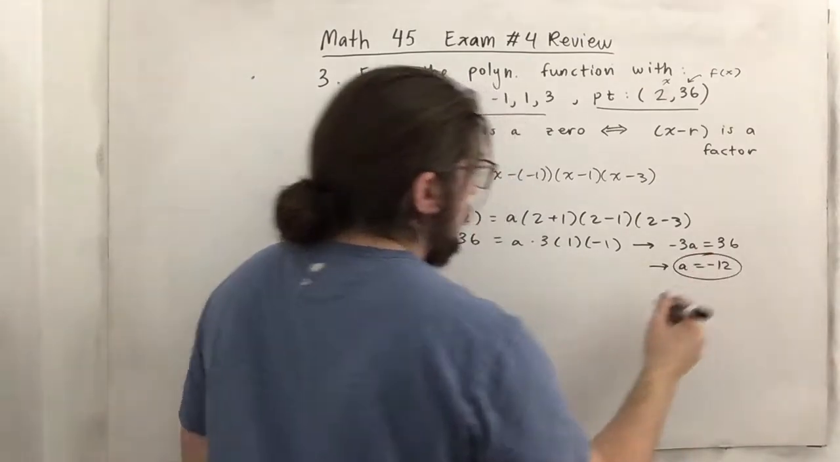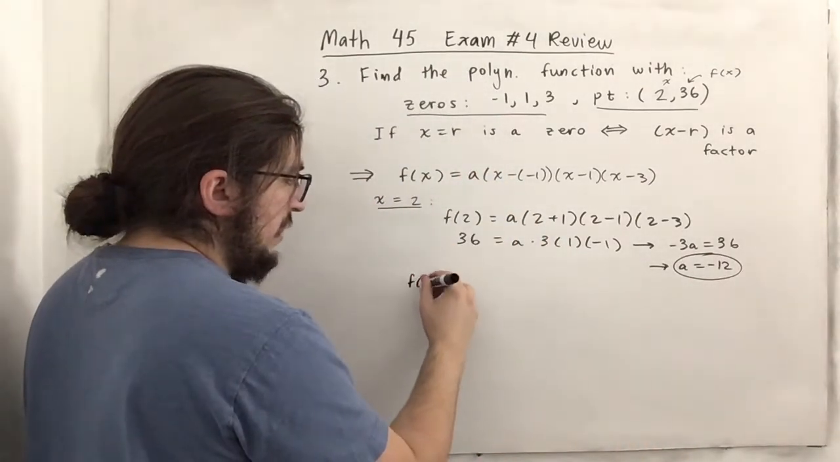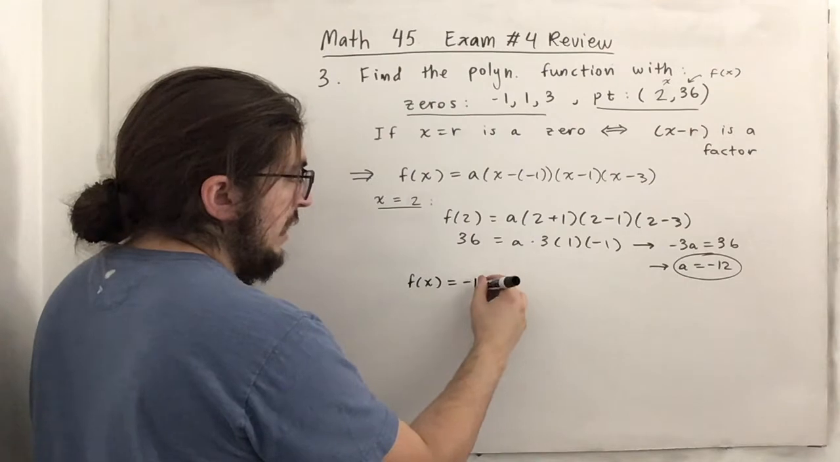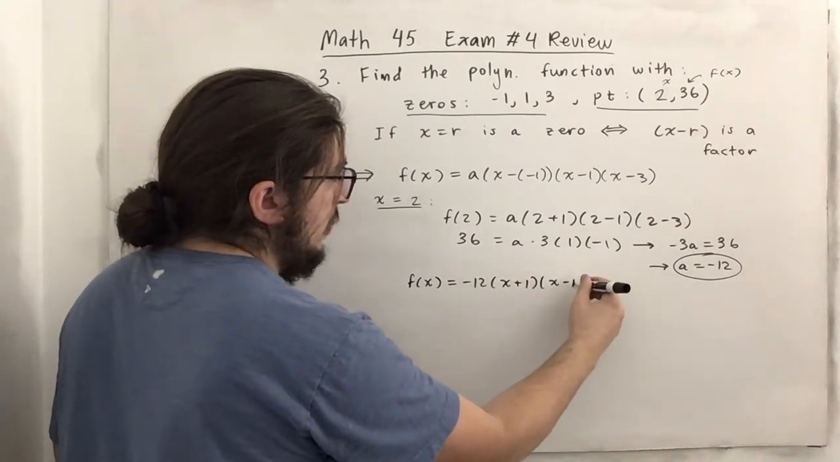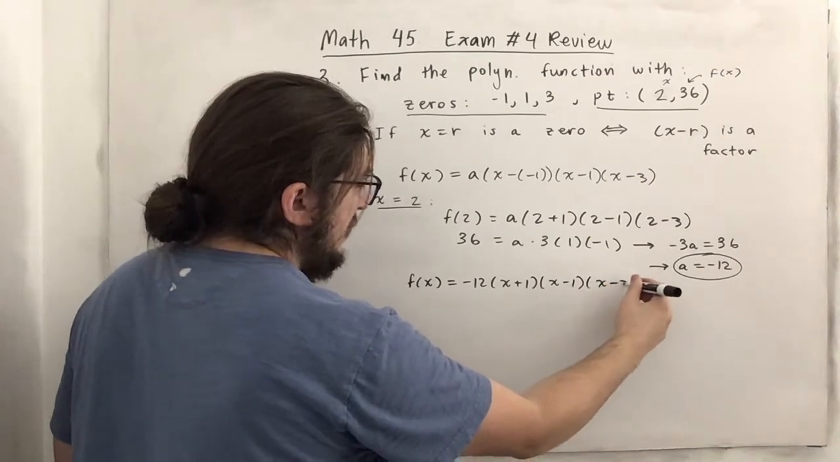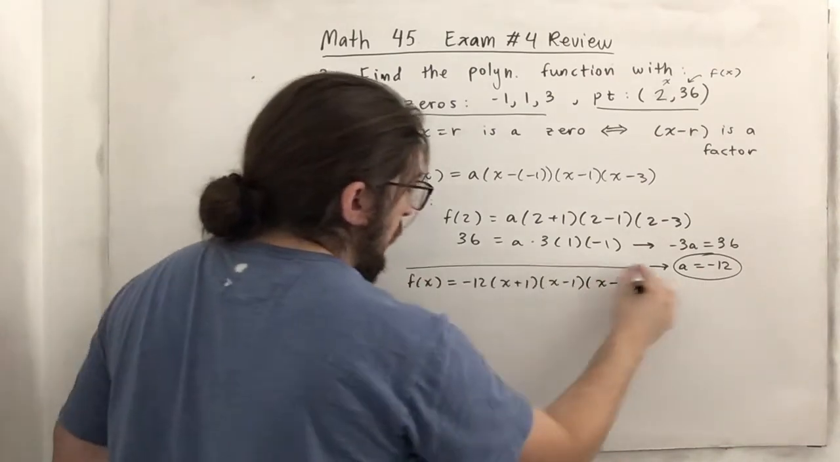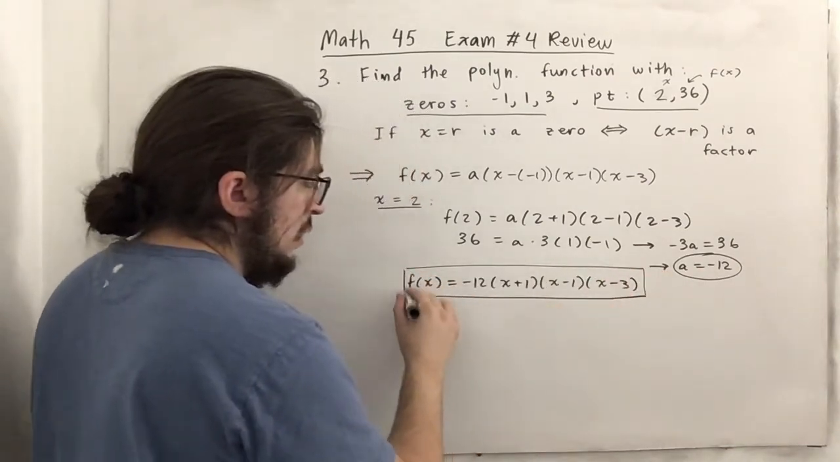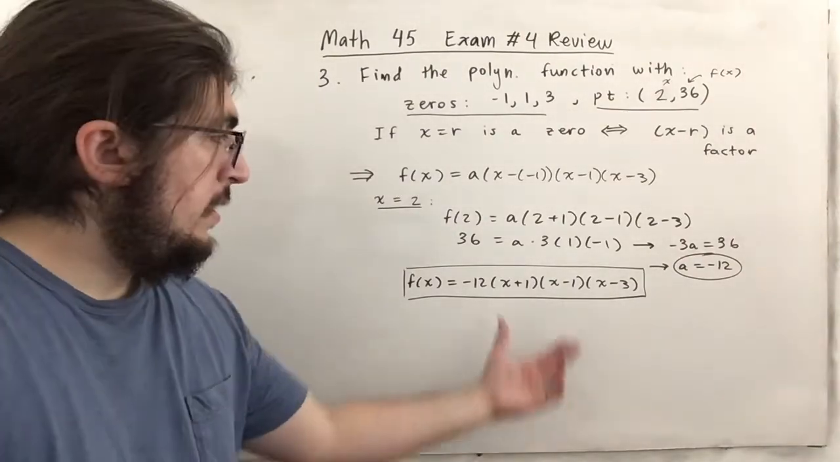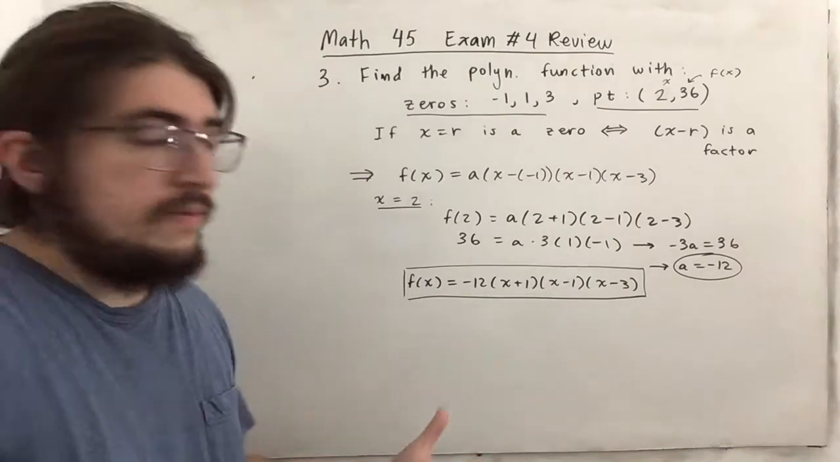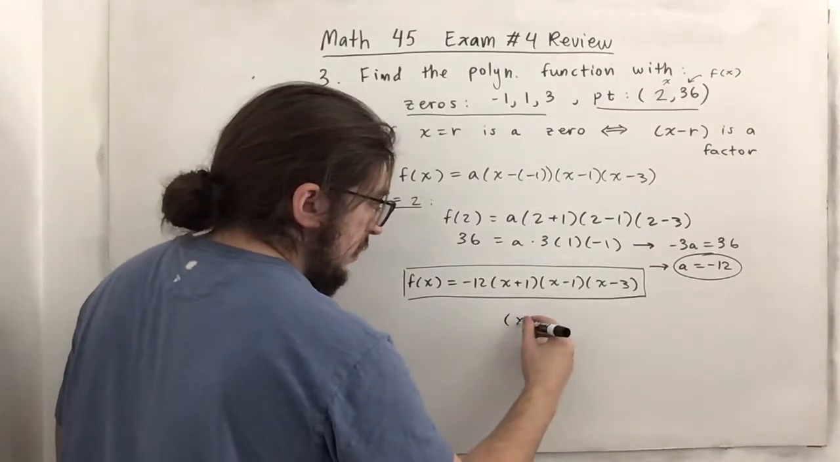Perfect. So now plugging that back in, we have f of x is negative 12 times x plus 1, x minus 1, x minus 3. Now this is actually acceptable, but just because we can, I'm going to FOIL this out a bit. In fact, I'm going to FOIL it all the way. So x plus 1, x minus 1, that's a difference of squares. So I'm going to get x squared minus 1.